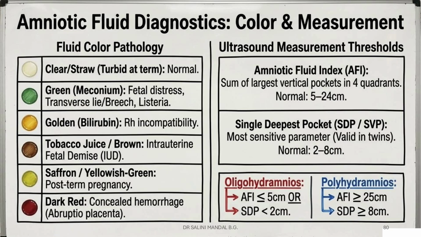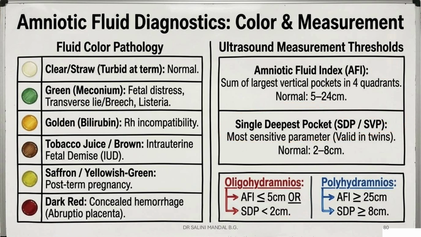Now how are we going to measure the amniotic fluid? By calculating the amniotic fluid index. How do we calculate it? We calculate the largest vertical pockets in the 4 quadrants of the placenta. Normal is 5 to 24 centimeters. One more method is calculating the single deepest pocket, which is the most sensitive one, that is 2 to 8. So if there is oligohydramnios, the amniotic fluid index should be less than 5, or the single deepest pocket should be less than 2 centimeters.